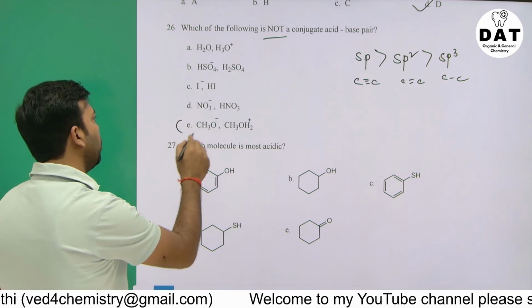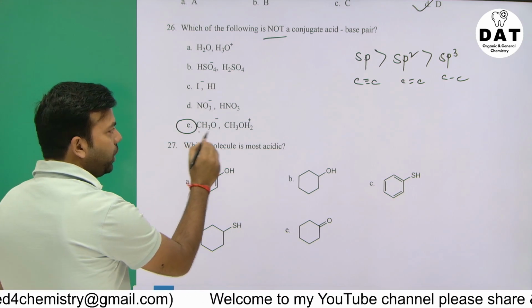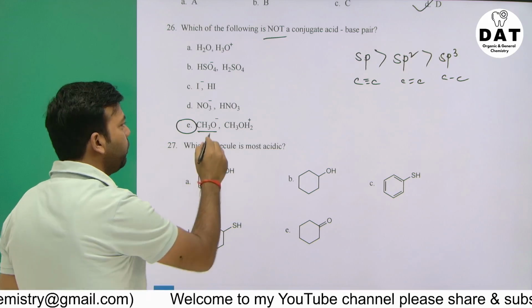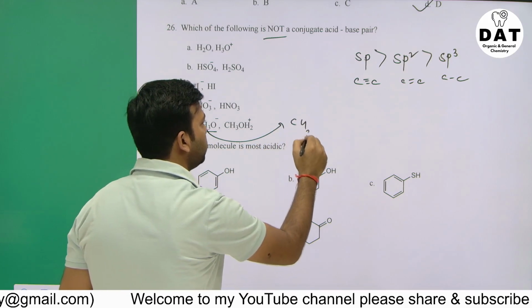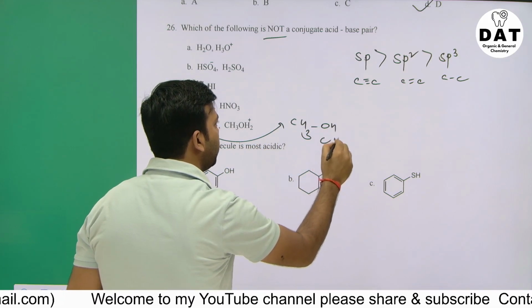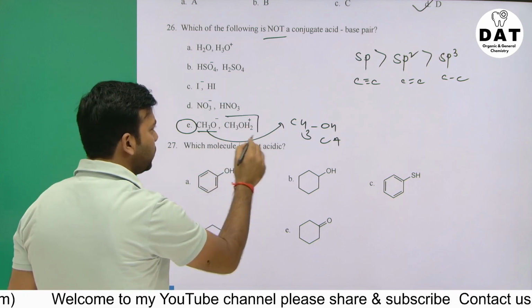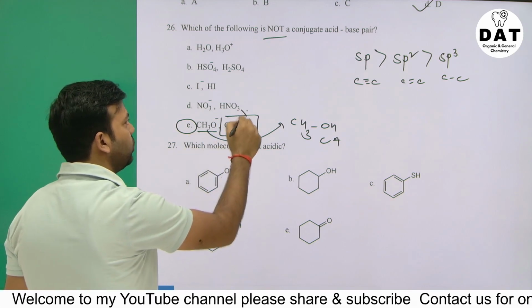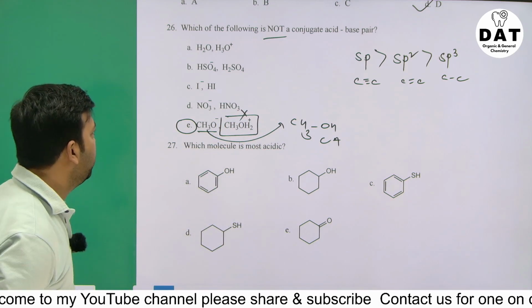Yes, this is the one that is not. Why? This is O negative. Once you add a proton here, it will form CH3OH. That is a conjugate acid. But this is what? CH3OH2 plus. So this is not. Makes sense? So the answer should be E.